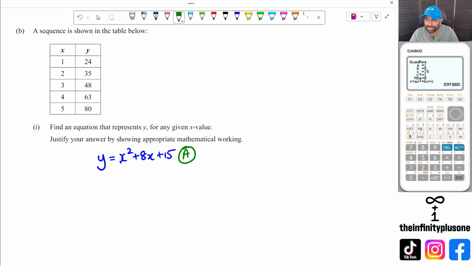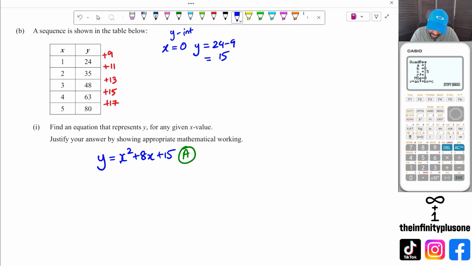I'm trying to think how I do this. I'd probably do something like this, and maybe you can try this as well. I would do this. I'd go 24 plus 35 is 11, and then 35 plus 48 is 13, 15, 17, and if I go backwards one step, I would get like plus 9. That means I can say when x is equal to 0, y equals 24 take away 9, which equals 15. I could say that's the y-intercept.